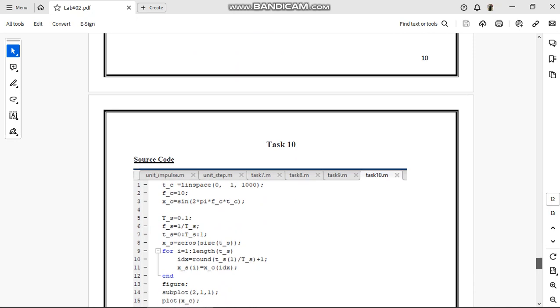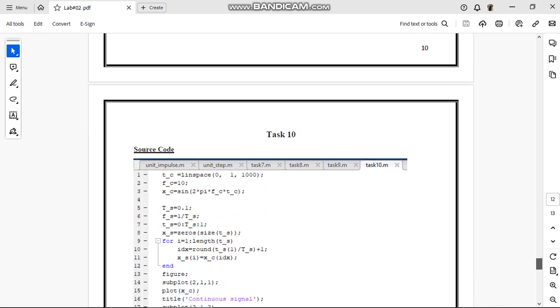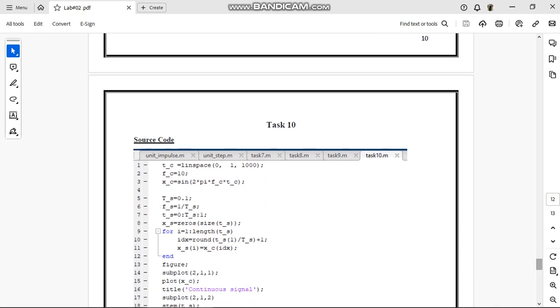In task 10 we have to perform zero order hold. So t is equal to linspace 0 to 100, the frequency is 10. Then we have defined our function x as sine 2 pi fc t. Ts is equal to 0.1 second. The following are the formulas.